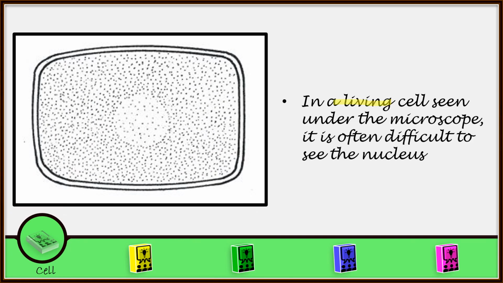A living cell seen under the microscope. It is often difficult to see the nucleus. So when you put a living cell into the microscope, you will see a structure like this, and it is not easy to see the nucleus.